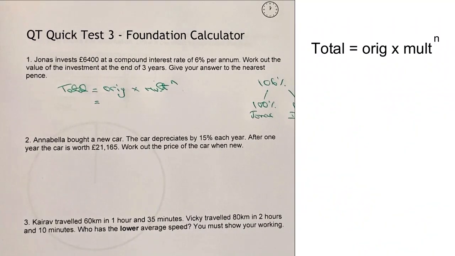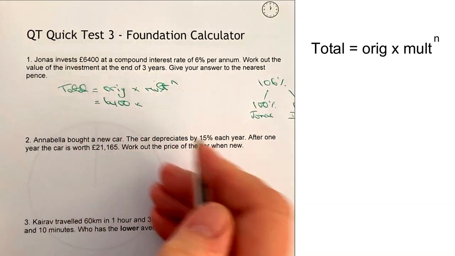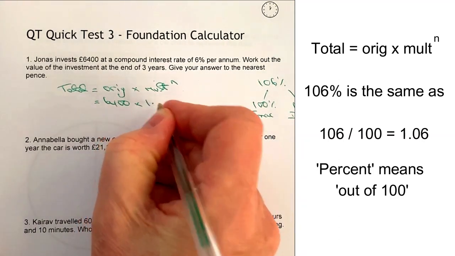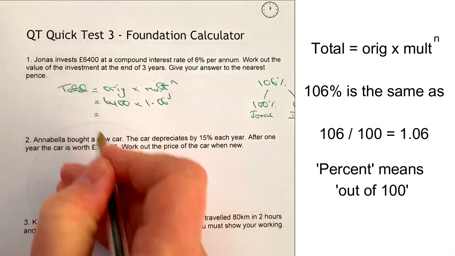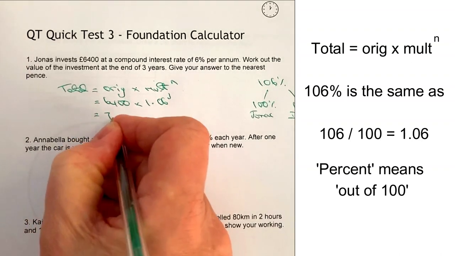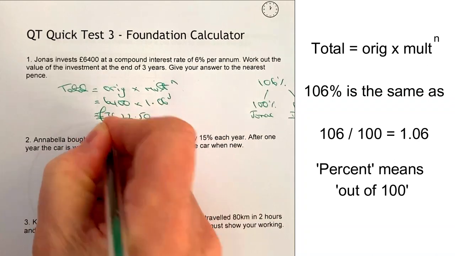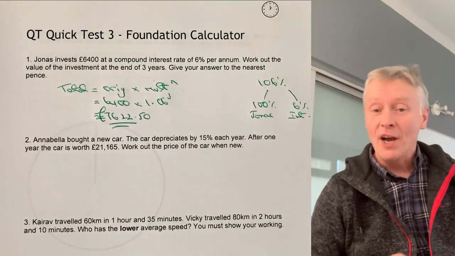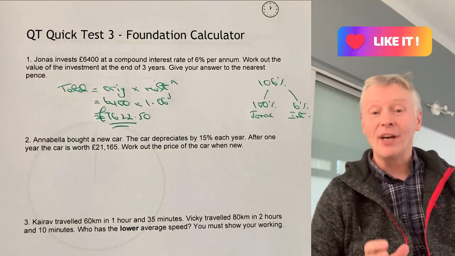Okay, so the original amount that Jonas invests is going to be 6,400. The multiplier is going to be 106%. Now, you've got to remember that 106% as a decimal is 1.06, and n is 3 years, because he invests for 3 years. So that's going to give him 7,622.50, which is the value of his investment at the end of the 3 year period. Okay, hopefully that's all right for you. Let's move on then to question number two.